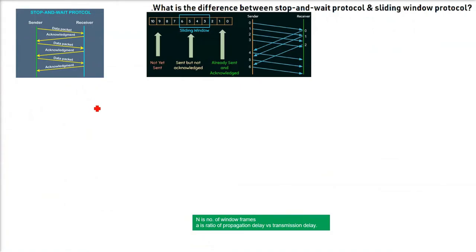What is the difference between stop and wait protocol and sliding window protocol? First of all, they both are for flow control. So you will see them in different layers, the data link layer and also in the TCP, that is the transport layer. But we are talking about the core of these protocols.